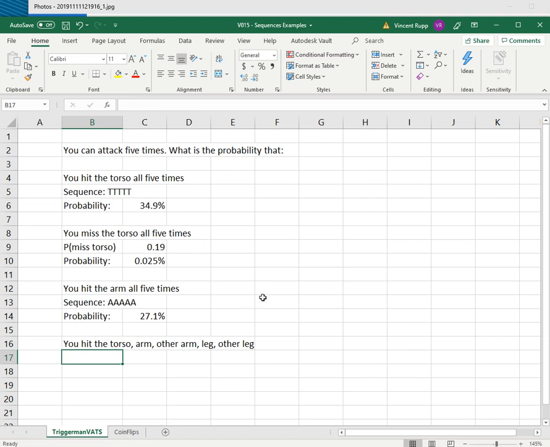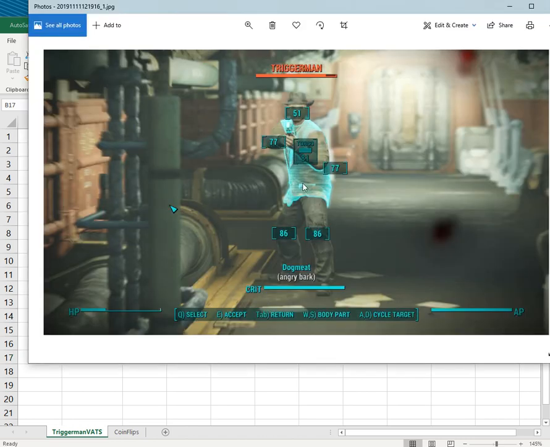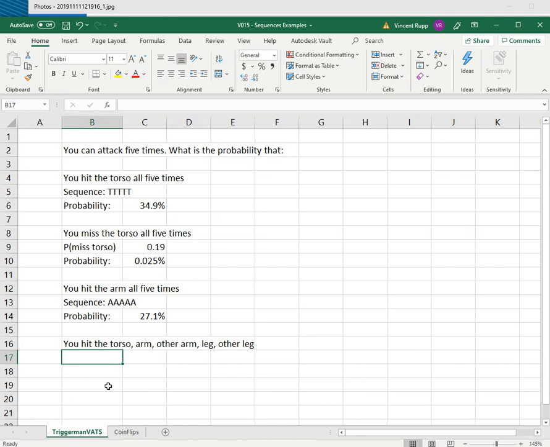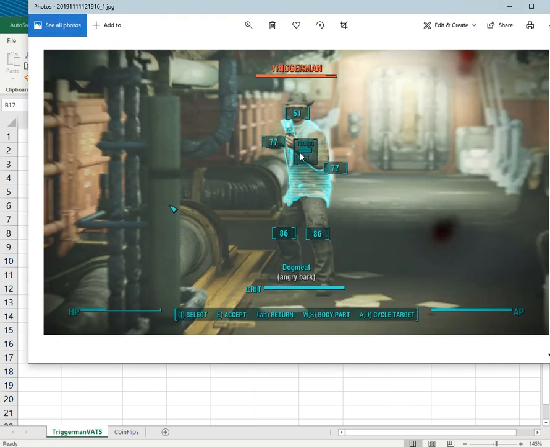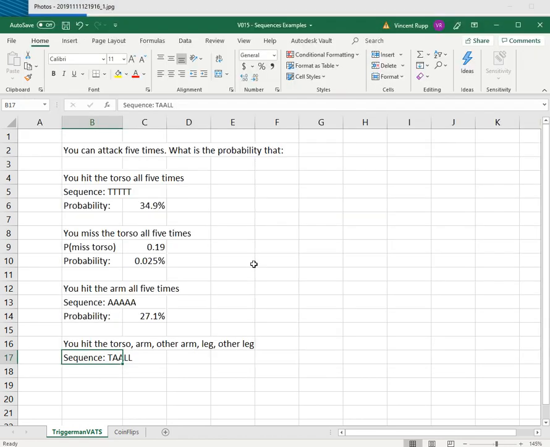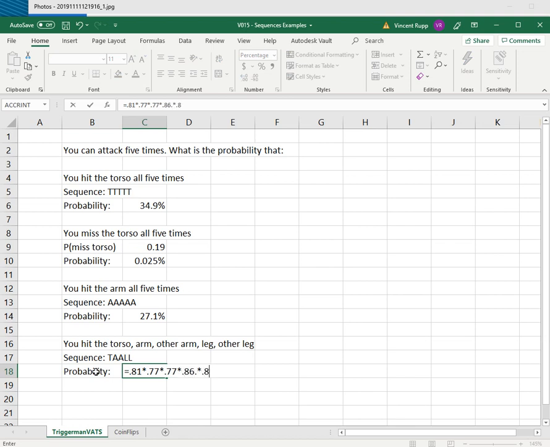Our last sequence here, let's suppose you mix it up. You want to hit this guy in the torso, the arm, the leg, and the other leg because, it's a game. Why not try different things? So the sequence here, you might write this as TAALL. And here both arms and both legs, it really doesn't matter. It's 77 for both arms, 86 for both legs, so it doesn't really matter which one you're talking about. We don't need to distinguish right leg and left leg in this case. So the probability of that sequence would be multiply the probabilities 0.81, 0.77, 0.77, 0.86, 0.86.